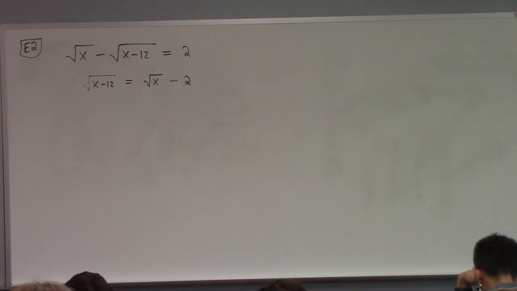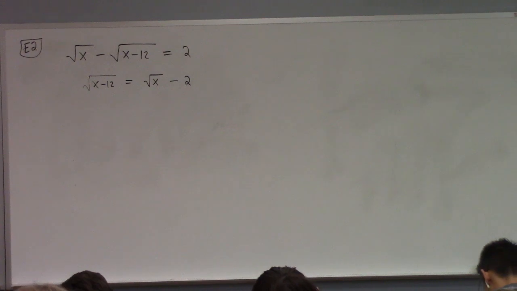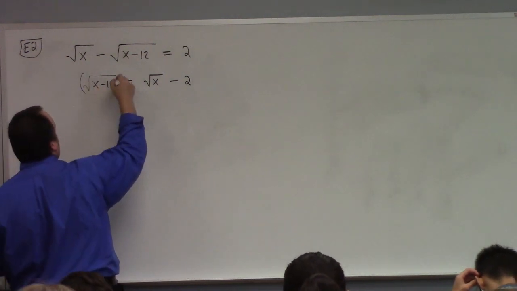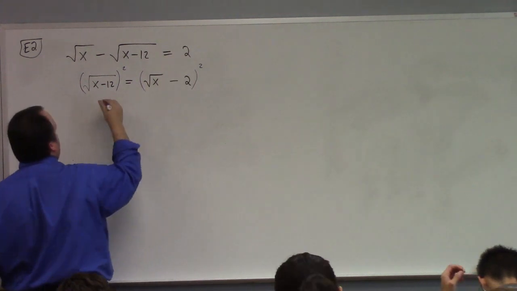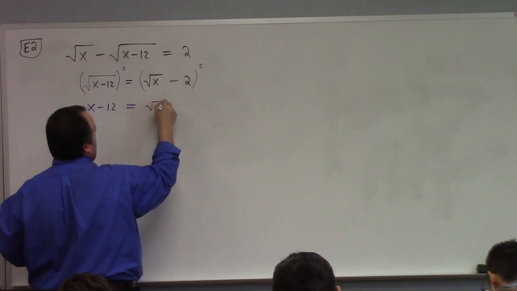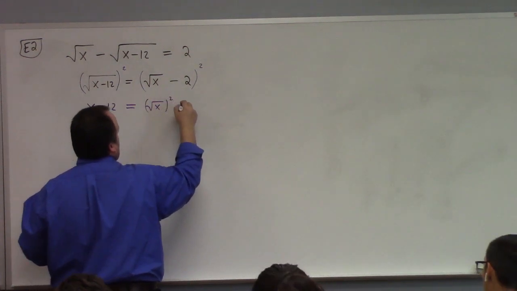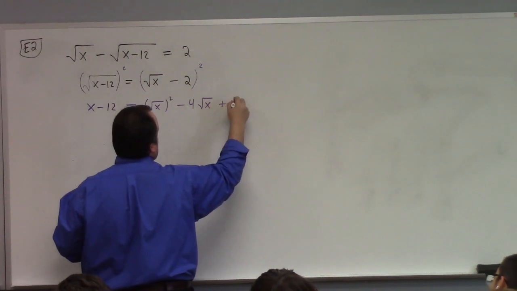Does everybody see how I did that? So I moved it to the other side, I subtracted 2 to the other side, and then I flipped the sides. Make sure we're on the same page here. Now, I square both sides. All right, so squaring the square root of x minus 12 gives me x minus 12. On the other side, I get the square root of x squared, which is x, minus 4 times the square root of x plus 4.